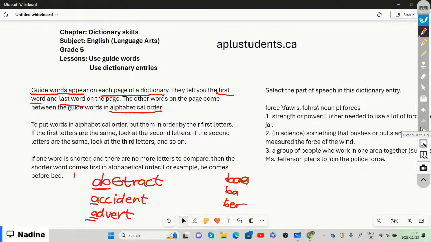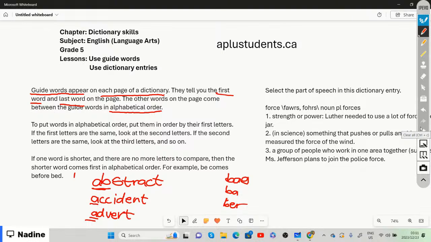So to put the words in alphabetical order, we need to put them in order by the first letters. And if the first letters are the same, then you look at the second letters. Like I made an example earlier, with the BA. For example, bag, and then you'll have another word that is also starting with BA.